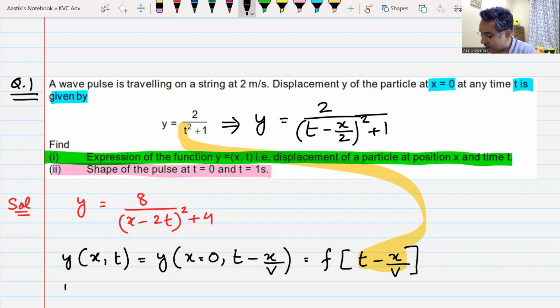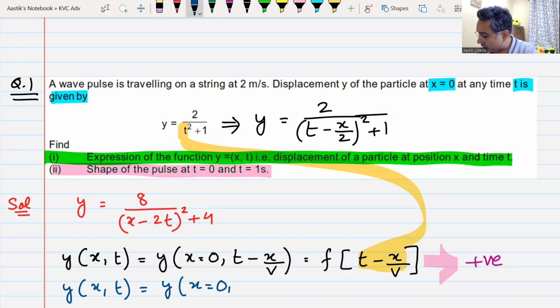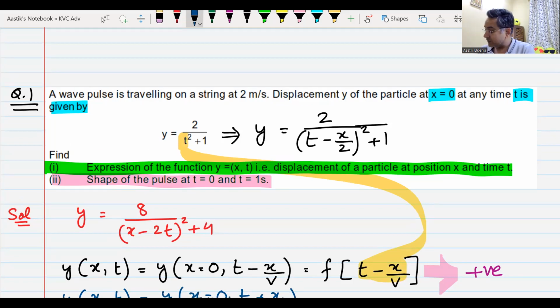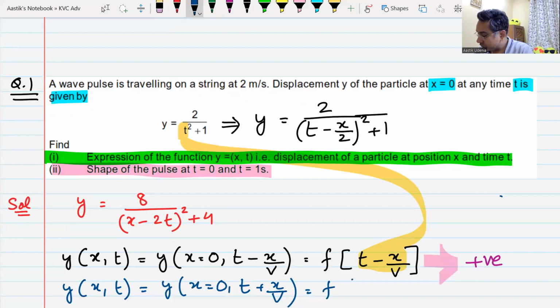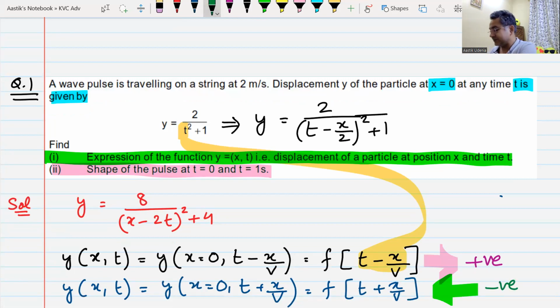Absolutely correct. Similarly, this was for a wave traveling in the positive x-axis. For a wave traveling in the negative x-axis, what do you do? y should be a function of x and t. That can be written as y as a function of, when x is 0, t plus x by v. Do you understand this? So it becomes a function of t plus x by v. So this will give you a wave which is traveling in the negative x-axis. Yes, sir.